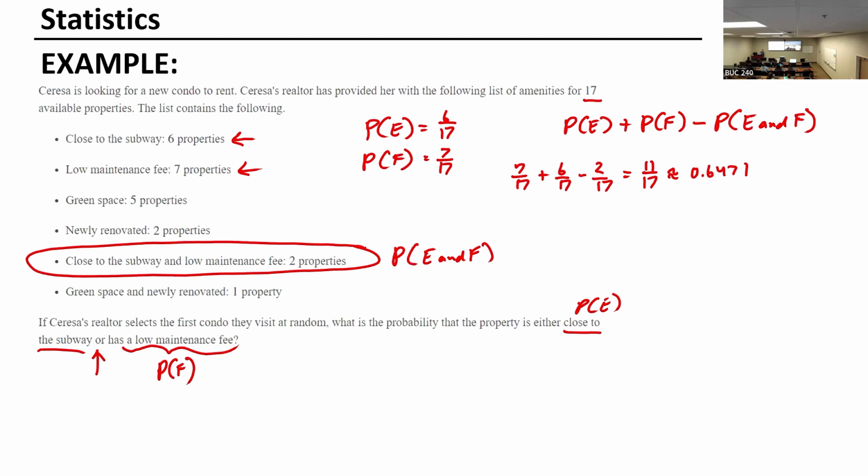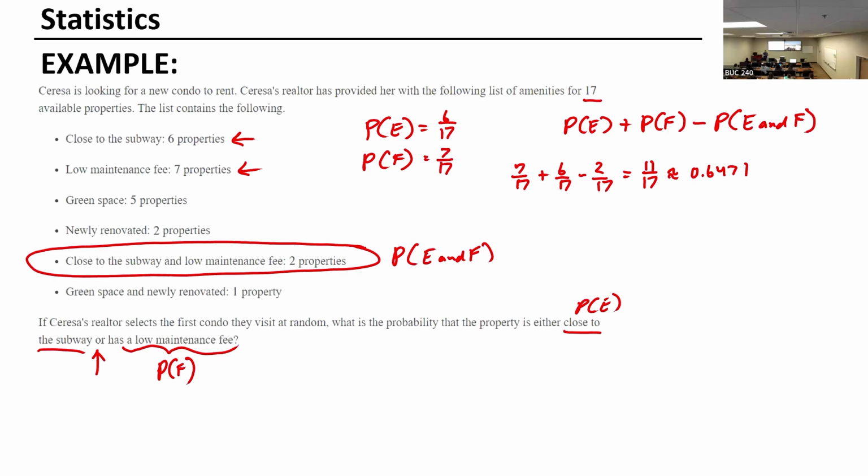But let me ask you this. What's the complement? How would you find that? What is the complement of this? Wouldn't it be everything that we're not looking for? Because what are we looking for right now? An apartment that is close to the subway, with low maintenance fees. The complement is everything else you don't want. And you would just subtract this number from 1, which will be 100%, right?